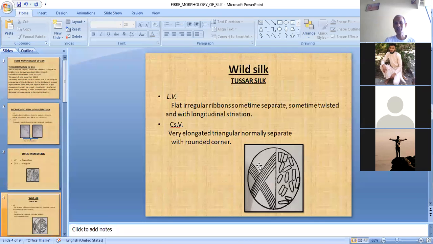Third one is wild silk. When we take types of silk, then you will be able to understand what is wild silk. One popular example of wild silk is known as tussar silk. In the market also you have heard the word tussar. Tussar is the fabric made from tussar silk. So longitudinal view: flat, irregular ribbons, sometimes separate, sometimes twisted, and with longitudinal striations. These are known as striations.